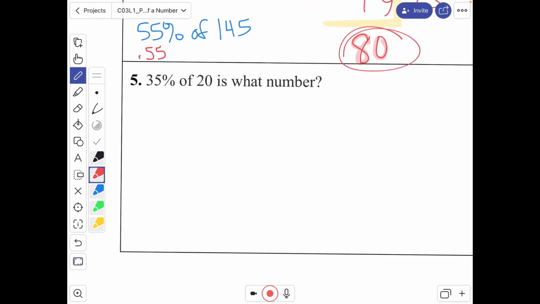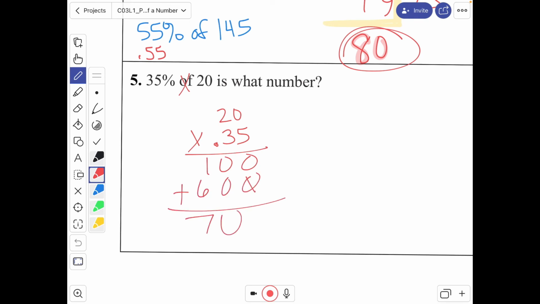Number 5, 35% of 20 is what number? Of means multiply, so you're just multiplying 0.35 times 20. Go ahead and work that out. Don't forget when you get the answer, you need to move the decimal over 2 spaces because there's 2 decimal spaces behind the decimal. So this is 7.